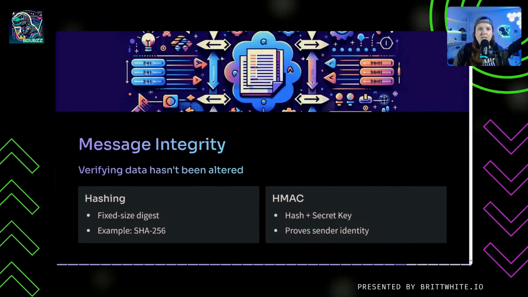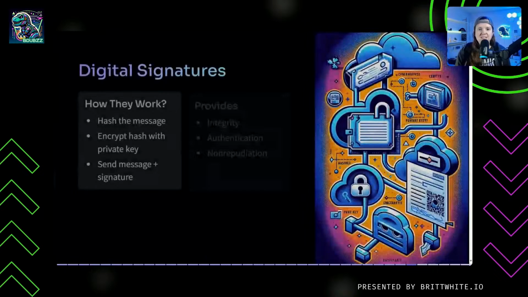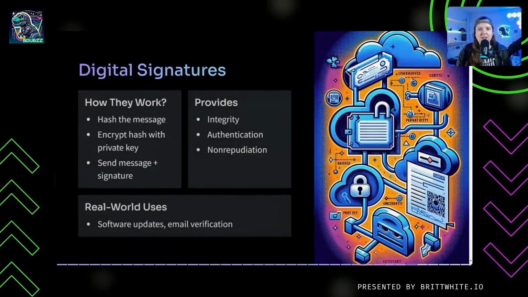Now let's take a look at digital signatures. We've locked down message integrity with hashing. So let's level up with digital signatures, the rock stars of cryptography. These bad boys prove your data is untouched and who sent it. Have you ever wondered how you can trust a software update or know an email is legit? That's digital signatures, powered by asymmetric magic.